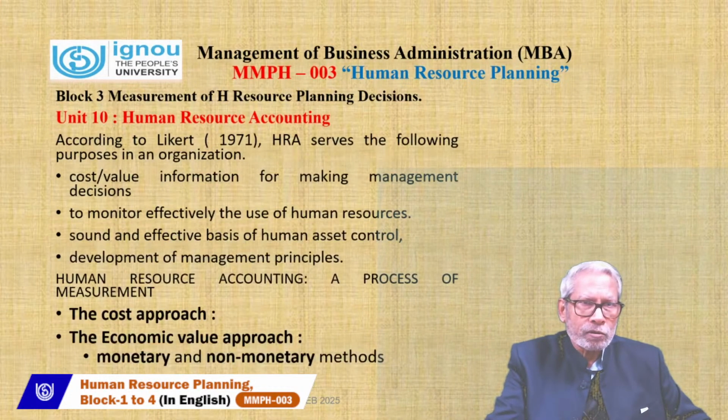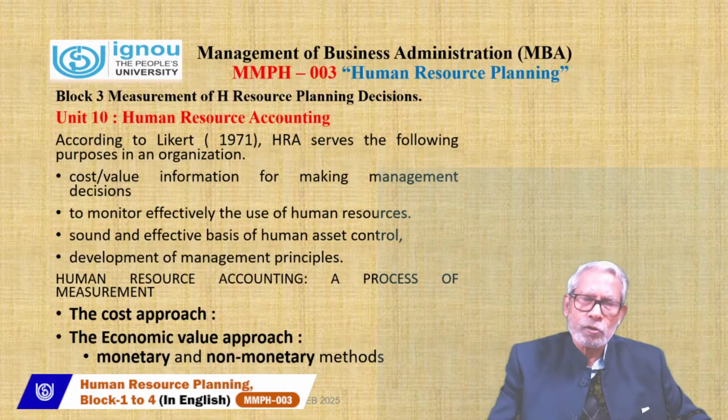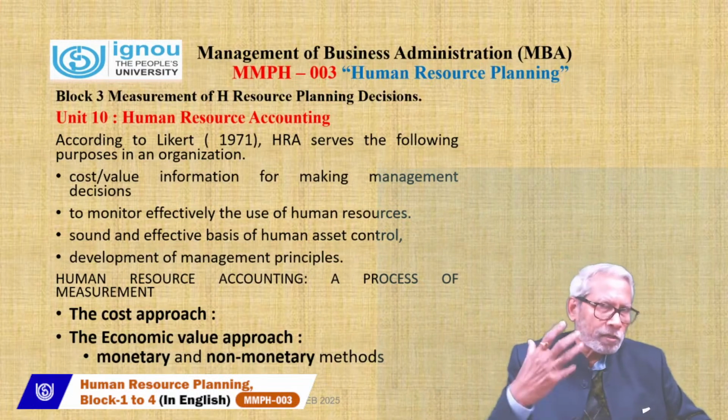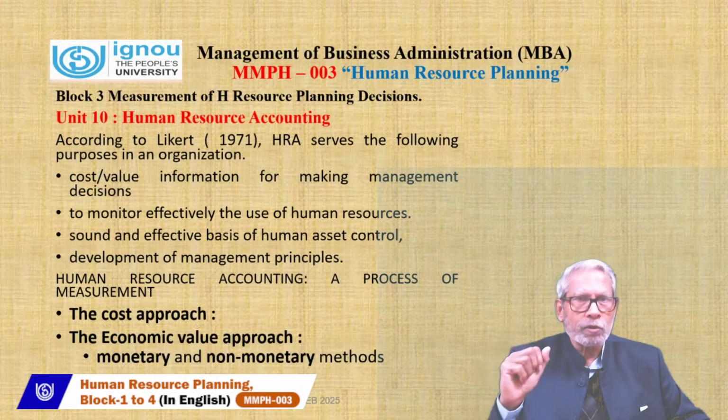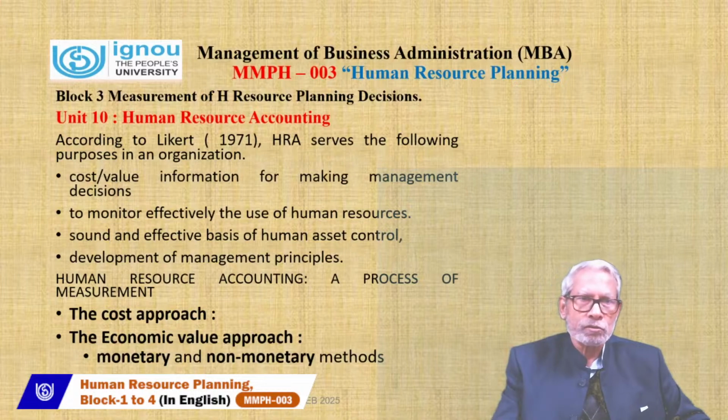Then go for some of the linked methods. Now we are talking about accounting, HR accounting. Accounting is also required for cost and value information for making management decisions. Because when managers take decisions, definitely they will keep in mind the angle of cost. Cost is one of the main factors, then for making a profit for the company. So cost is also something you have to see.